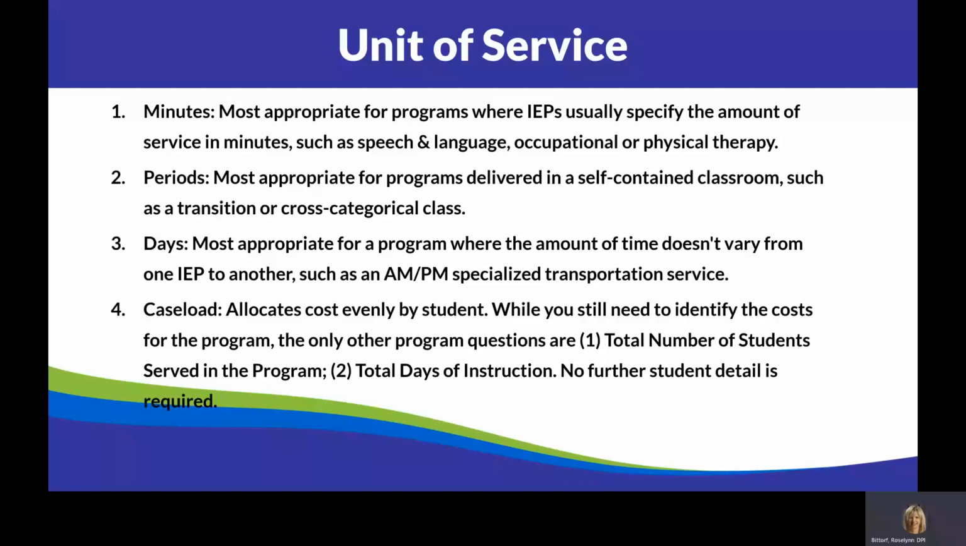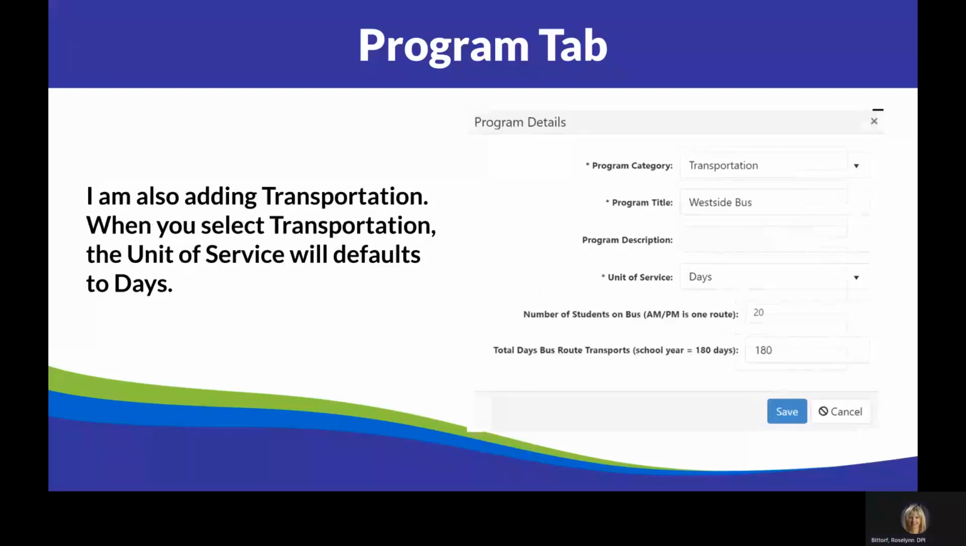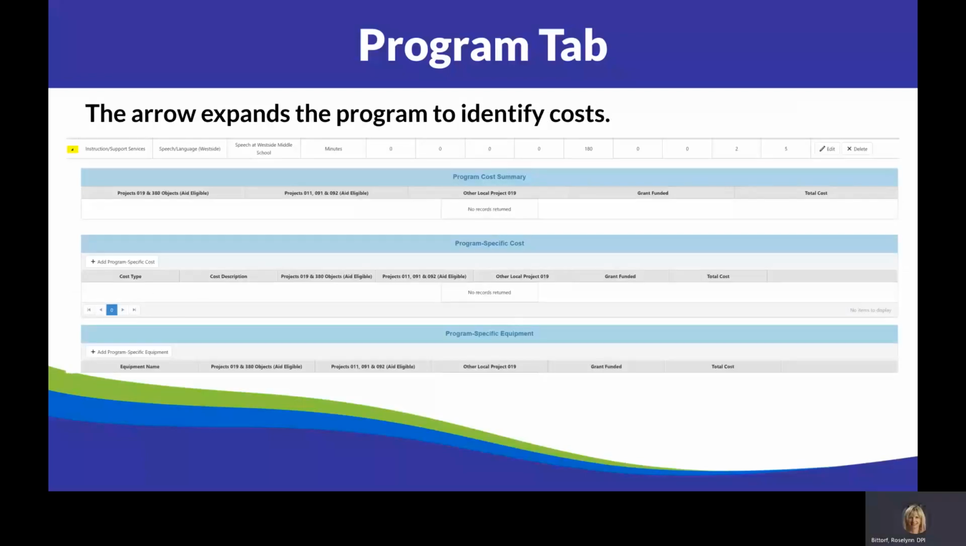With caseload, beyond identifying the cost, the only other program questions are the number of students served and the total days of instruction. Based on the unit of service you choose, you get different follow-up questions. In this example, I am choosing minutes, which prompts the following questions. I am also adding transportation. When you select transportation, the unit of service will default to days. You can see on our Program tab, we have two programs entered. Note the arrow expands the program to identify cost.